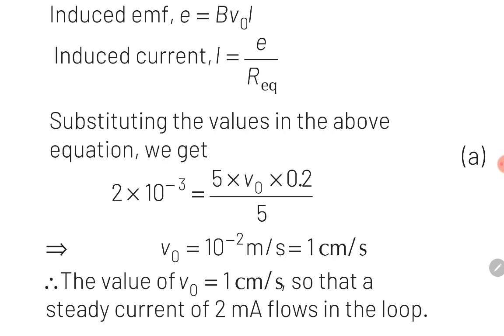B यानी कि magnetic field has been given as 5 Tesla and length has been given as 0.2 meters, which is 20 centimeters. Guys, once we substitute all the values, we'll obtain the value of V0 as 10 raised to minus 2 meter per second, which can also be written as 1 centimeter per second. So guys, this is our final answer. Now let's move ahead to the next slide.